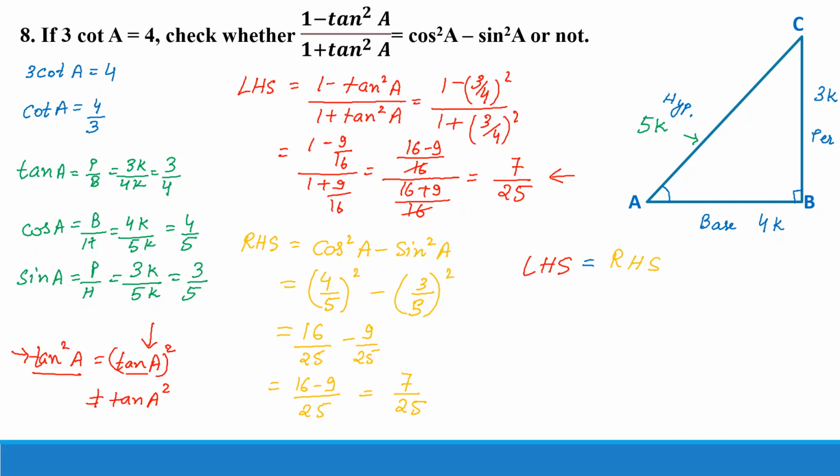So yes, (1 minus tan square A) upon (1 plus tan square A) is equal to cos square A minus sine square A. So this is how we can verify whether they are equal or not. So I hope you all must have understood the different types of questions which we discussed today.